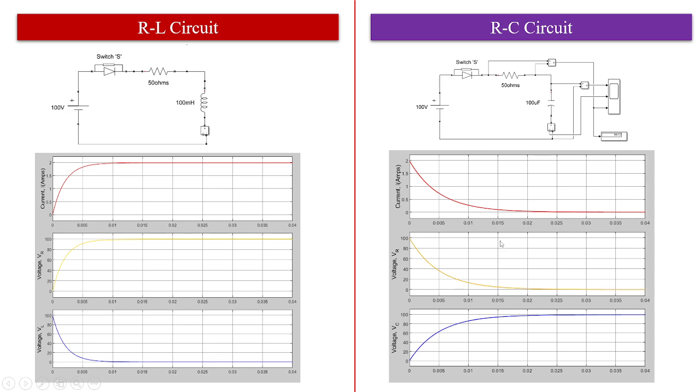Coming back to the RC circuit, it happens quite opposite to the RL circuit. You can see the current is exponentially decreasing, and pertaining to the current, the voltage across the resistor is also decreasing. The current is decreasing from 2 amperes to 0 and the voltage from 100 volts to 0. Whereas the voltage across the capacitor is exponentially rising. So this you should know before solving the RLC circuit.